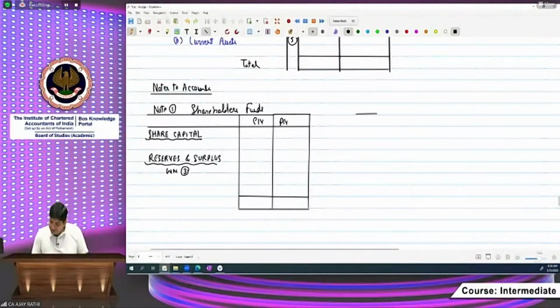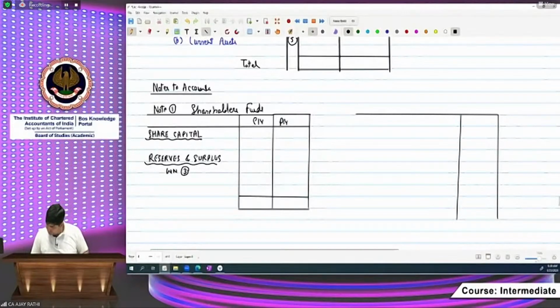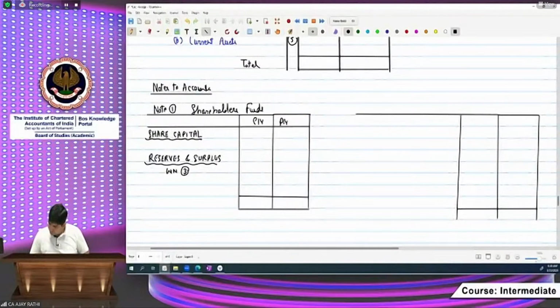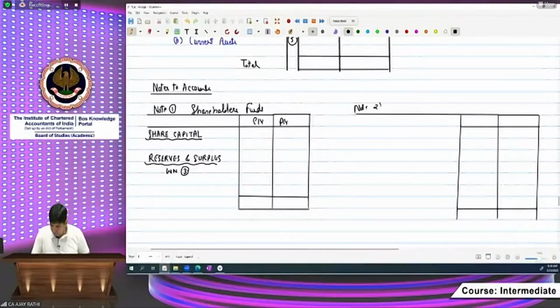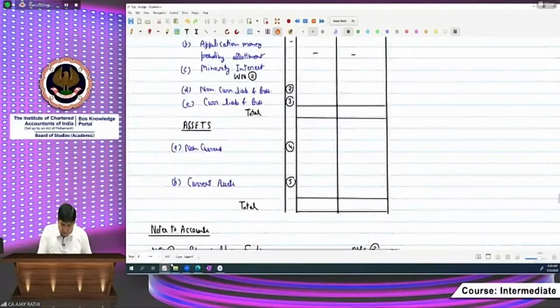Note number 2. Note number 2 is regarding which? Tell me, everyone. Note number 2 is regarding, of course, current liabilities and provisions. Okay. And give comparative figure also. Note number 2. Non-current. But is there any non-current liability in this question? Can we ignore this? Yes, sir. Then change the number accordingly because there is no requirement for non-current, but still we have to prepare the format.